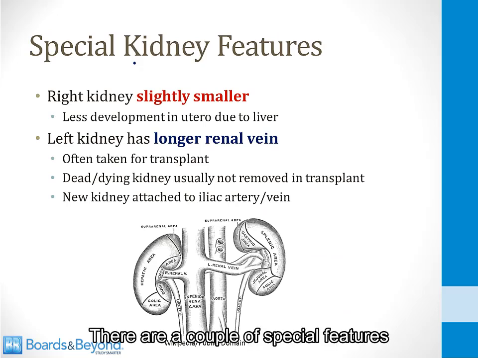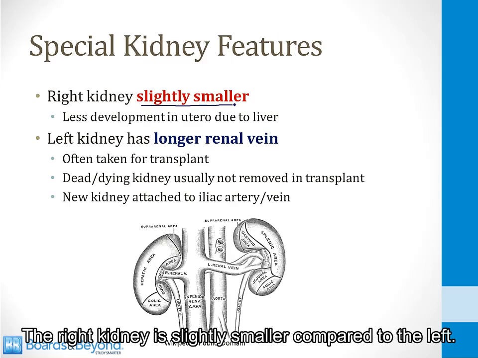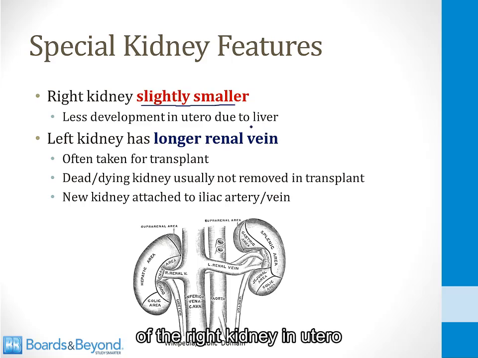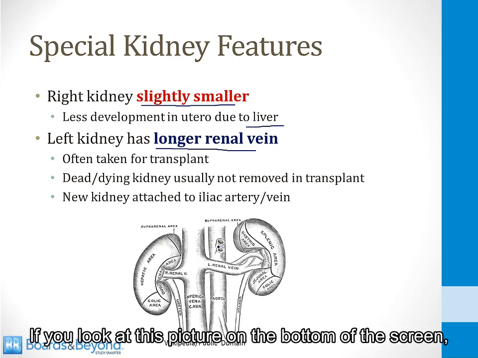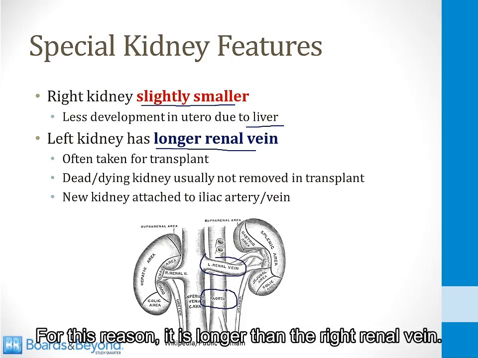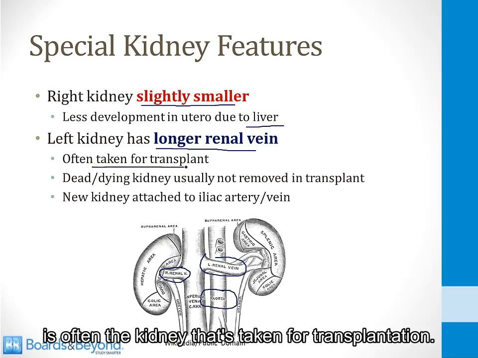There are a couple of special features of the left and right kidney you should be aware of. The right kidney is slightly smaller compared to the left. That's because there is less development of the right kidney in utero due to the presence of the liver. In addition, the left kidney has a longer renal vein compared to the right. If you look at this picture on the bottom of the screen, the left renal vein has to cross the aorta. For this reason, it is longer than the right renal vein, and this is one of the reasons that the left kidney is often the kidney that's taken for transplantation.